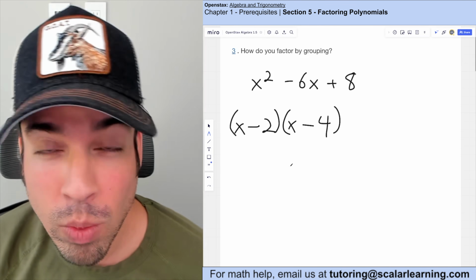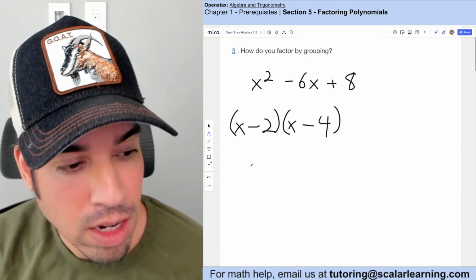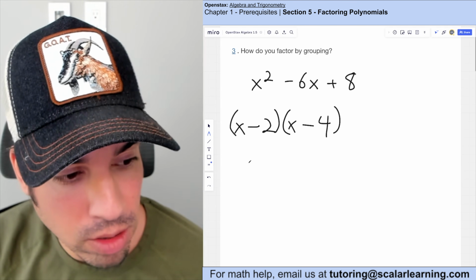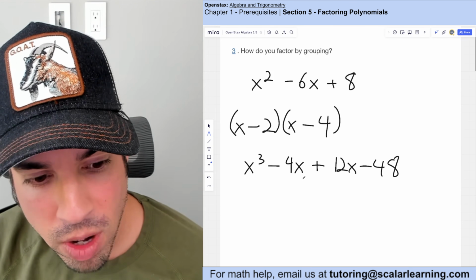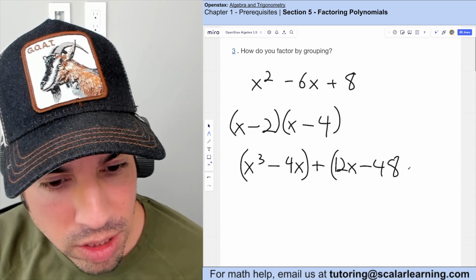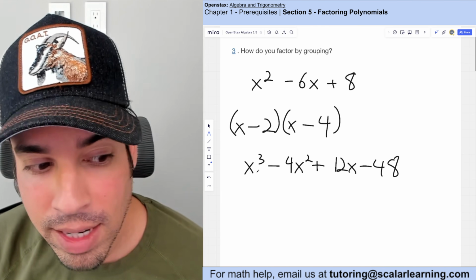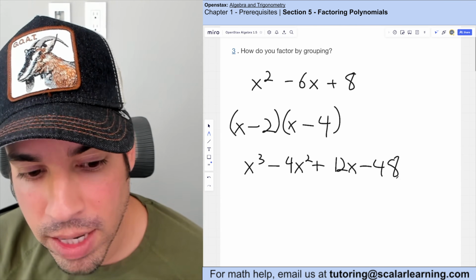The more traditional way that we think about the term factor by grouping is when we have a four-term polynomial. So I'm going to show you what that looks like. Let's say we've got x cubed minus 4x squared plus 12x minus 48. What we're going to do in this sense is section these off like so. Then we're going to factor a GCF out of each binomial.